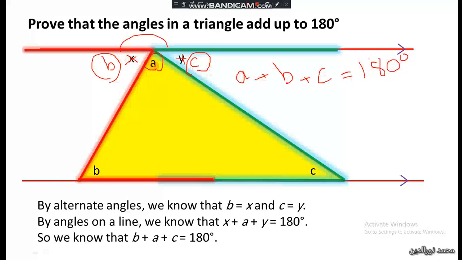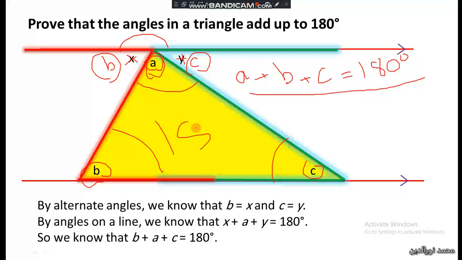So look here, we have A and B and C. A, B, and C are the angles of the triangle. So in this way, we could prove that the sum of the angles of a triangle is 180. So the sum of this angle and this angle and this angle is also 180 degrees.